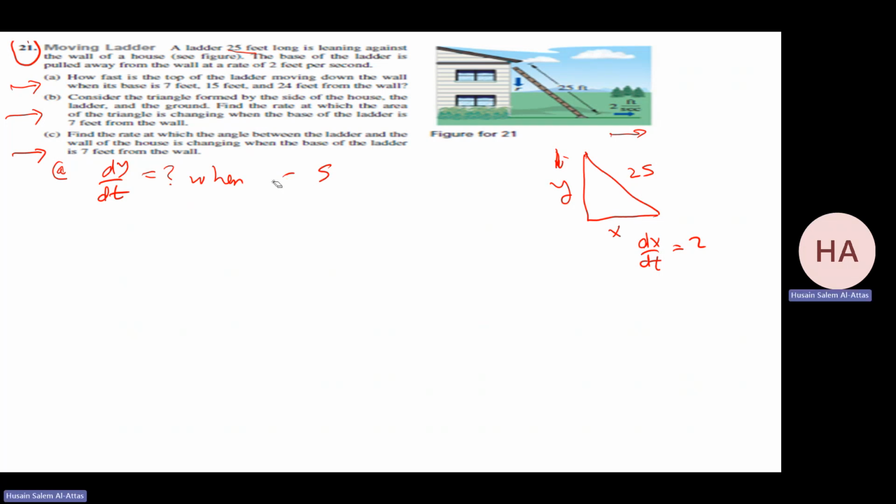When x equals 15, from the wall. The base is okay when x equals 15. This will make the calculation easier. I think it is comparable to the other numbers. The numbers are big, but I think that will be easier. So what is the relation? I have x squared plus y squared equals 25 squared, which is 625. So y squared will be 625 minus 15 squared, which is 225, which is 400. So y equals 20.